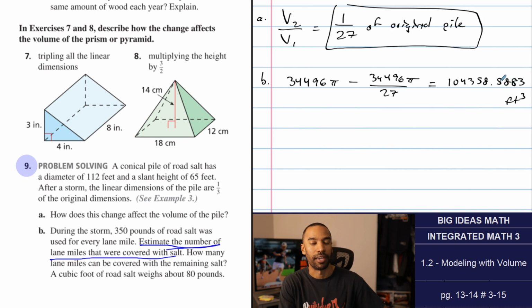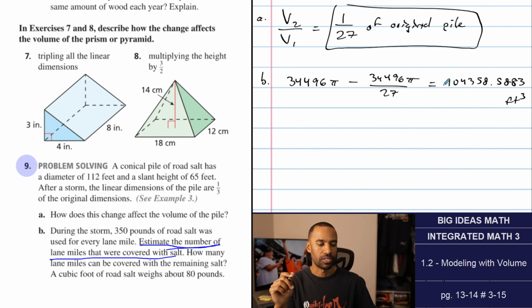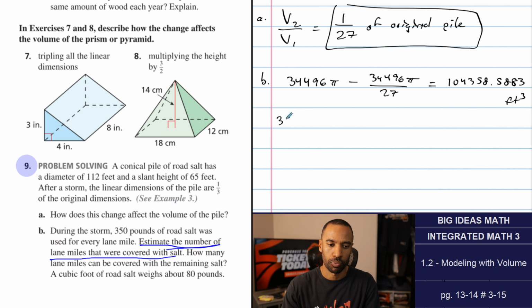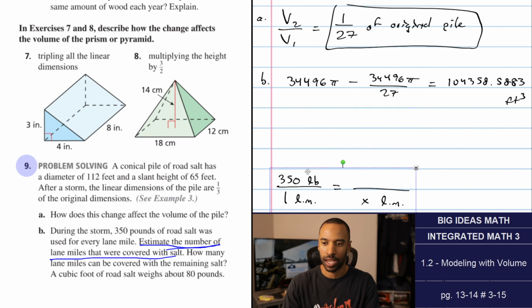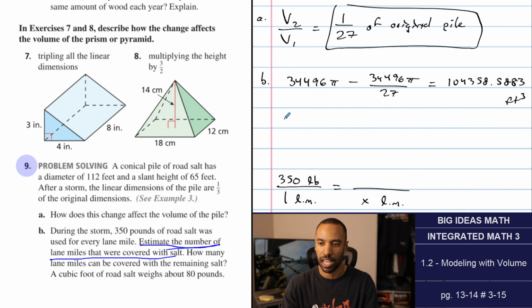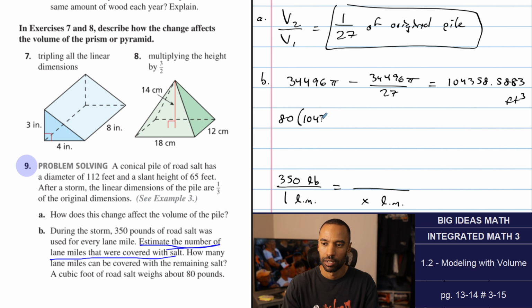So we're taking 26 multiplied by pi. I'm writing as exact as I can here because I'm going to use that several times. I'll just use my calculator version. We're going to take this number, and we're going to do what with it? A cubic foot of road salt weighs 80 pounds. There are 350 pounds per 1 lane mile, like a density. We need to get a certain number of pounds and figure out how many lane miles go here. To get the number of pounds, we convert: 1 cubic foot is 80 pounds, so we do 80 times this number, 104,358.5883. That times 80 is the number of pounds.